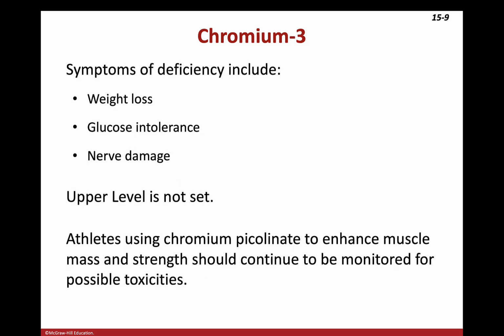The symptoms of deficiency include, unsurprisingly, glucose intolerance, nerve damage, and weight loss. The upper level for chromium is not set. There are athletes that actually use chromium picolinate to enhance muscle mass and strength, and these individuals should actually be monitored for possible toxicities.